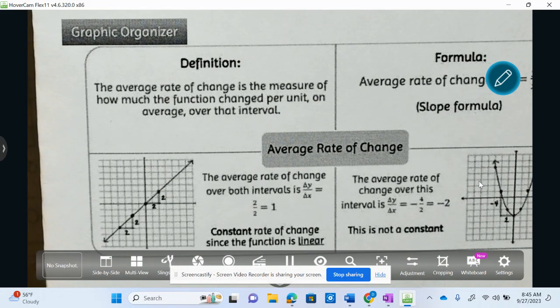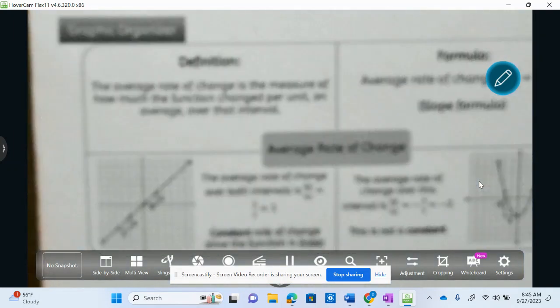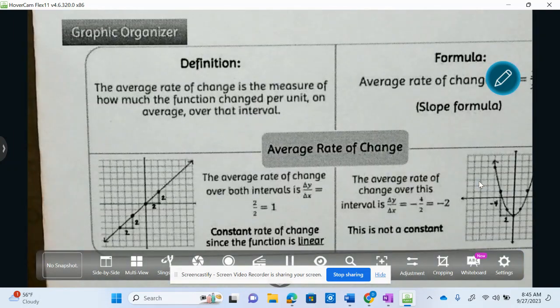Okay, so we're going to start with average rate of change. Today we're talking about average rate of change. This is your, again, I said your 2.3b. It's the extension lesson. We're going to talk about what the average rate of change is. I filled all of this out for you, or I just screenshotted it. The average rate of change is the measure of how much a function has changed per unit over that interval. We're going to use the words per something.